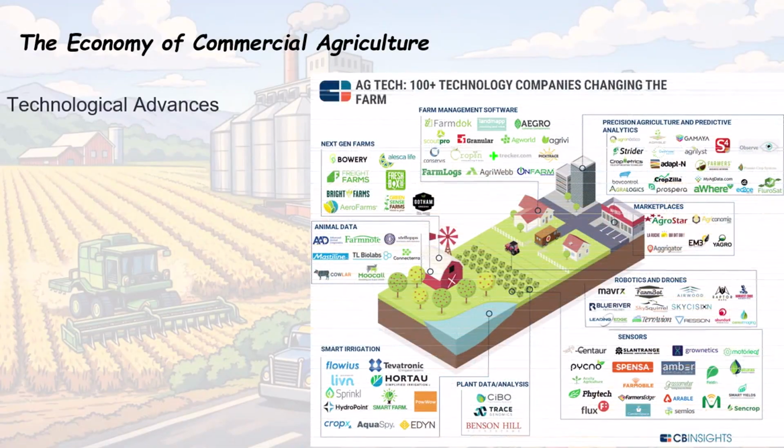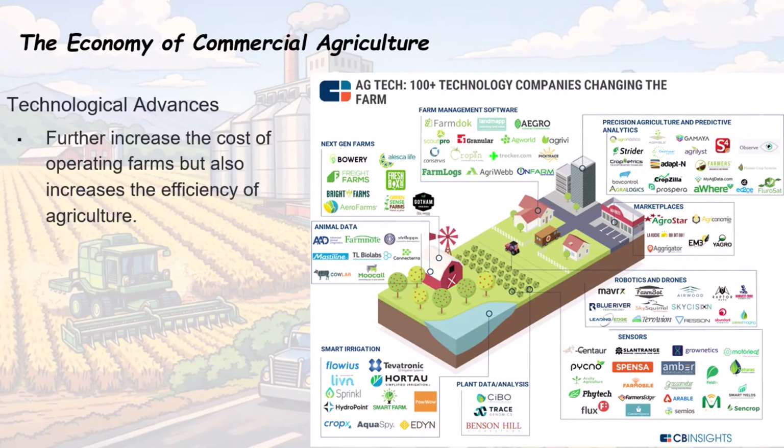Please. Farming went full Silicon Valley. This slide is basically agriculture saying, what if we added Wi-Fi? Technological advances increase the cost of operating farms. Yes, these upgrades are expensive. You need capital, you need credit, you need serious investment. But once that tech is in, efficiency goes absolutely feral. Look at that visual. Drones, sensors, farm management software, precision agriculture tools, smart irrigation systems. This is crops getting monitored like they're on a fitness tracker.